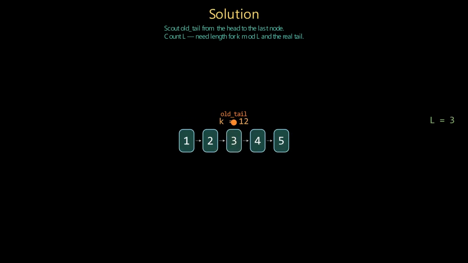Place a scout on the head and call it old tail for now. Walk it forward until it sits on the last node, the place where next would be null. While you move, count nodes so L becomes the length. You need L to shrink huge k with modulo, and you need the real tail to close the chain into a ring. The scout now rests on the last node. Set that node's next to the head, the trailing null goes away and a wrap link appears. The structure is now one continuous loop. There is no separate start or end until we cut it open again.